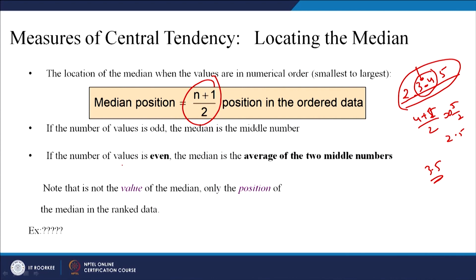If the number of values is even, the median is the average of the two middle numbers. Note that (n plus 1) by 2 is only the position of the median, not the answer or the rank, right. So, I have already given you an example.